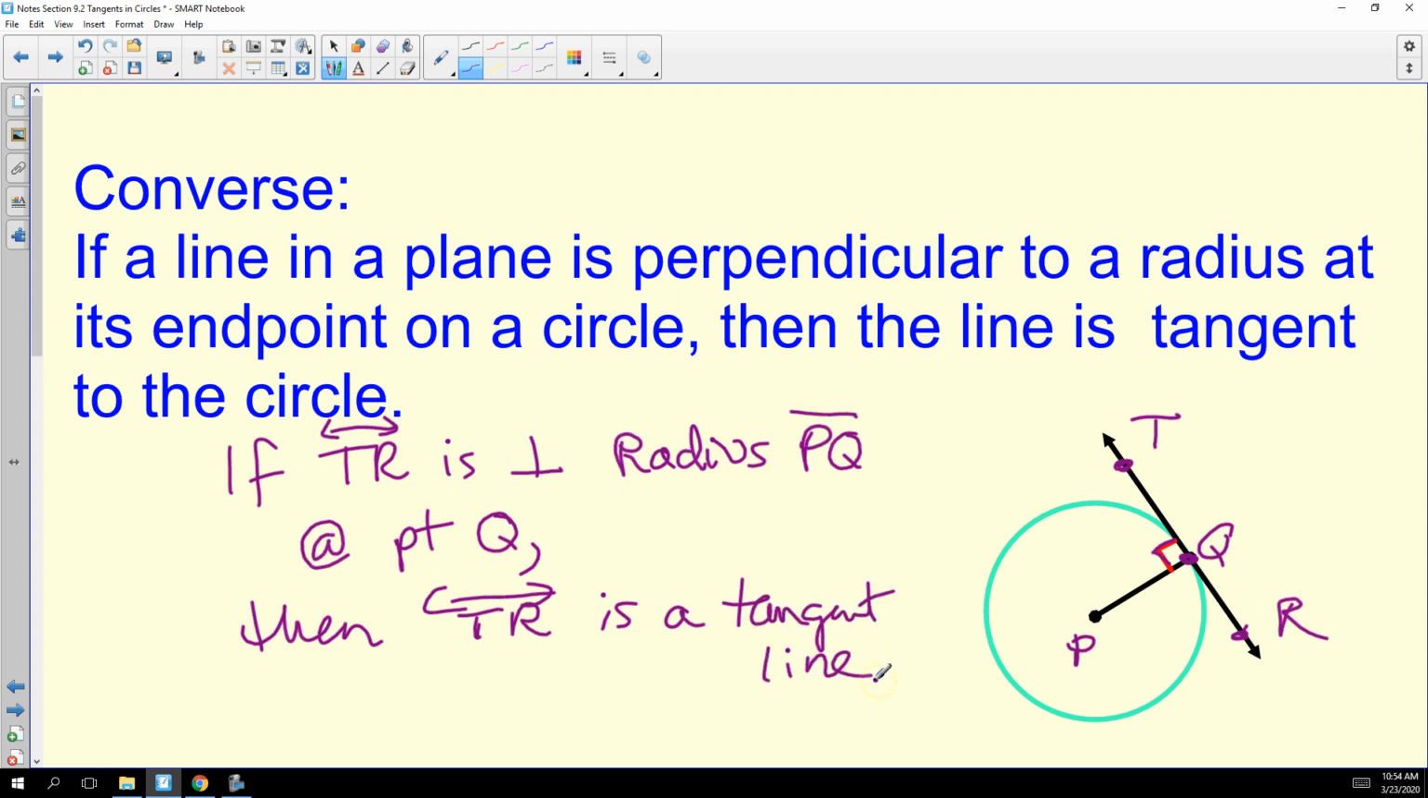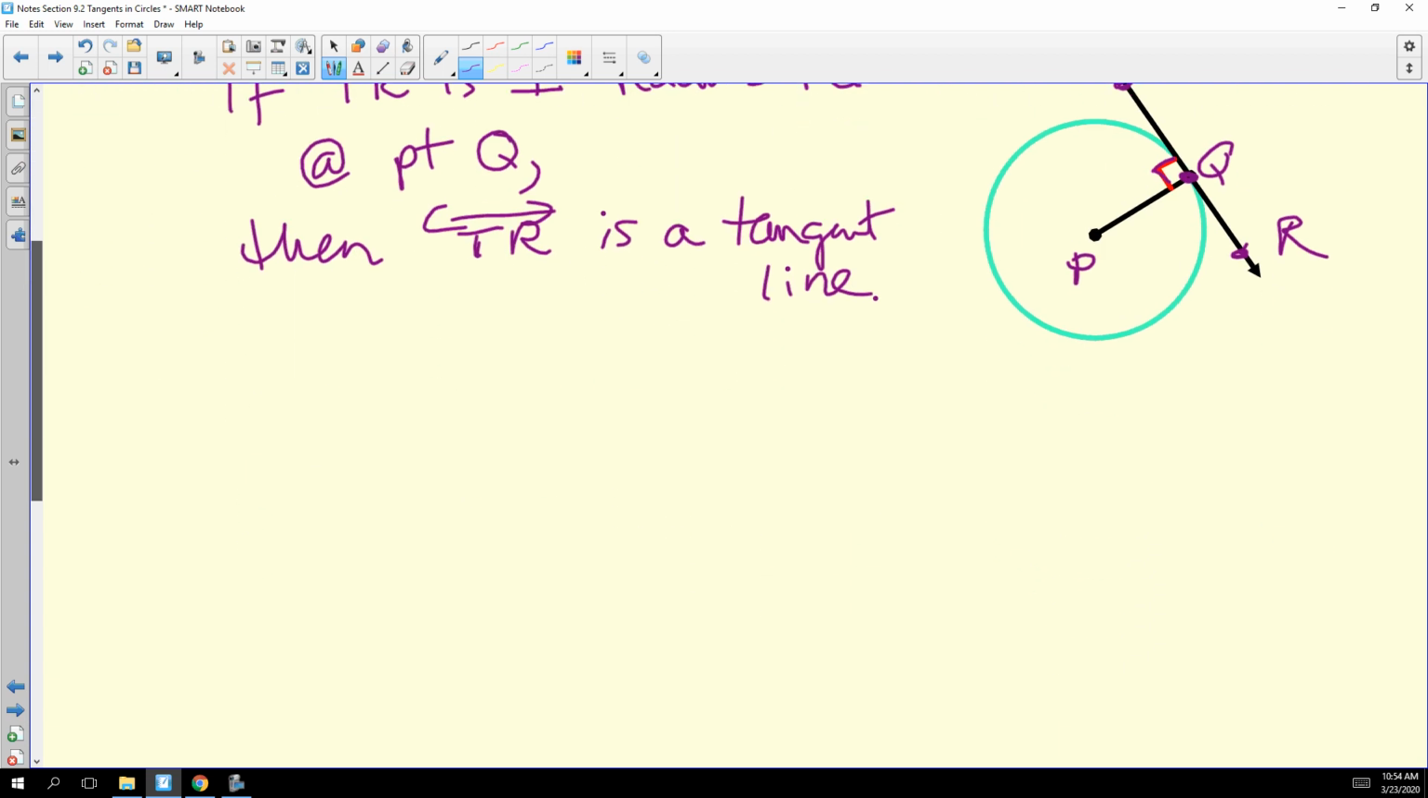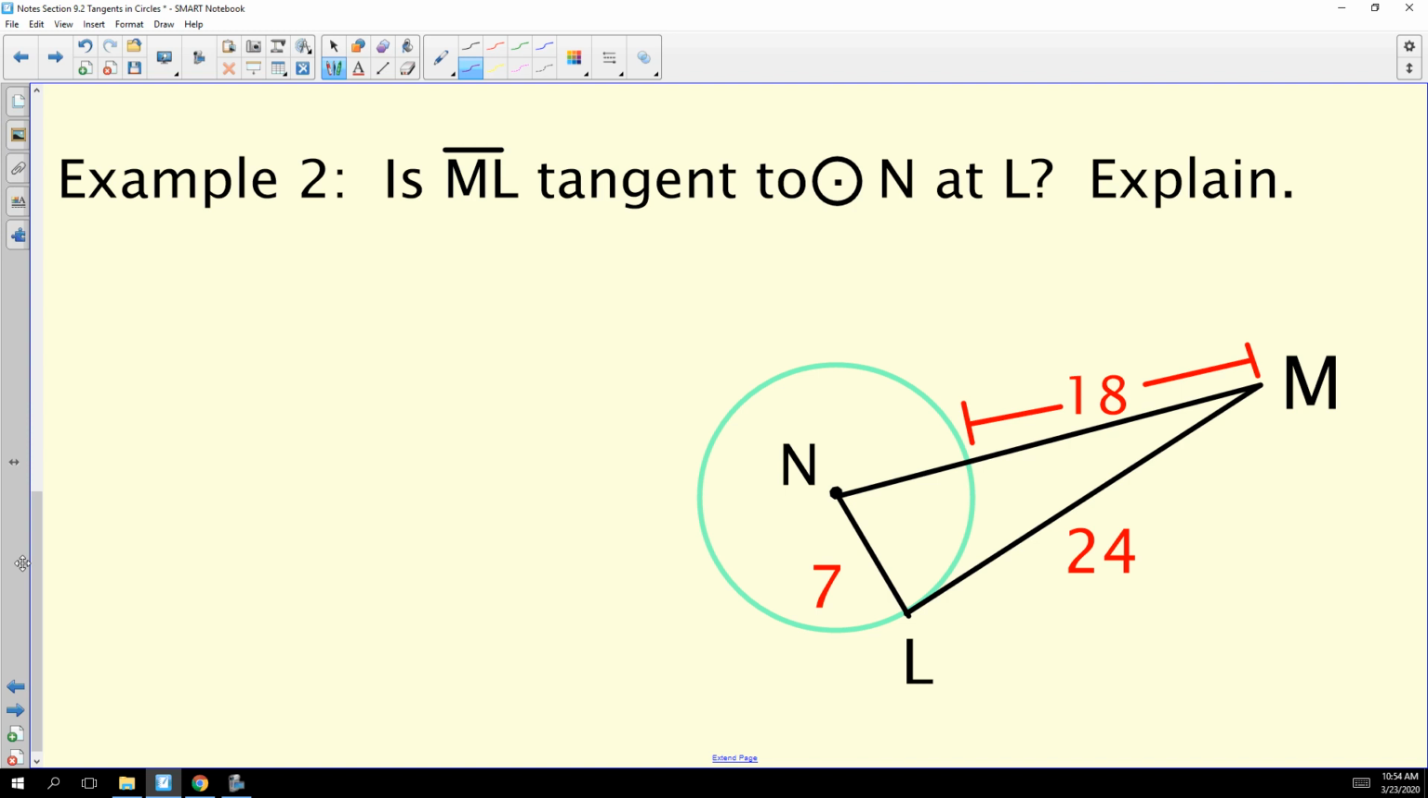So you might sometimes have to determine if a line is tangent or not. And to do that, you can use things like what we're going to do in this very next example. We want to find out if segment ML is tangent to circle N at point L. So we don't know that we have a right angle, but what else do you see? You see circle N in the diagram, which is in blue. You have a radius, segment NL, excuse me, and you know that that length is 7. You know the length of ML is 24. And then this is 18 right here. I'll try to highlight it instead. This has a length of 18.